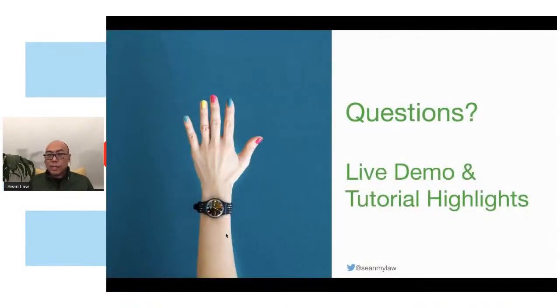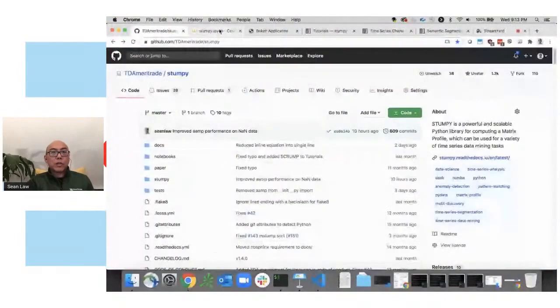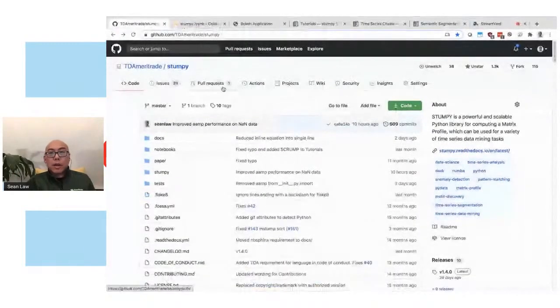And so I'm going to move into the live demos, and I'll switch over to our browser over here. So this is our code on GitHub. So check us out, or you can just search for Stumpy Python.